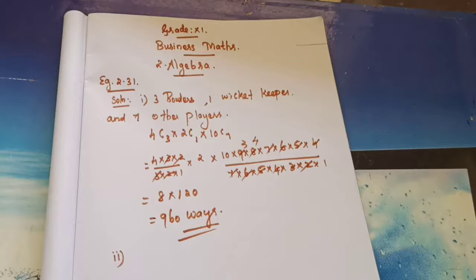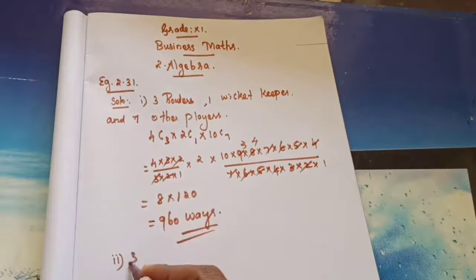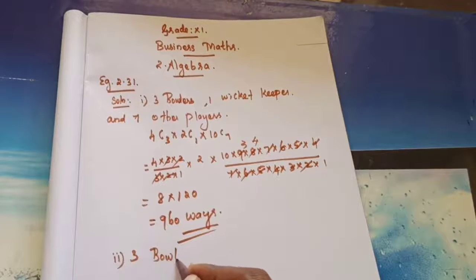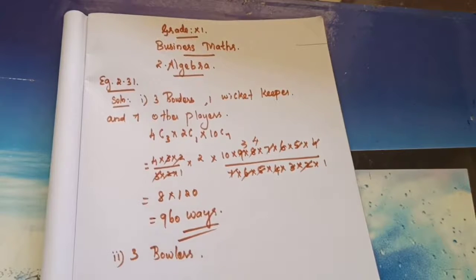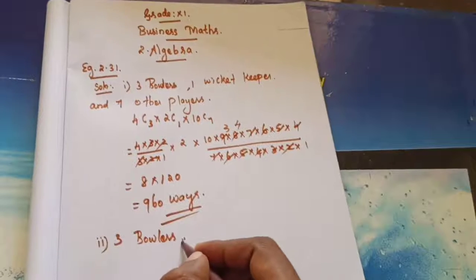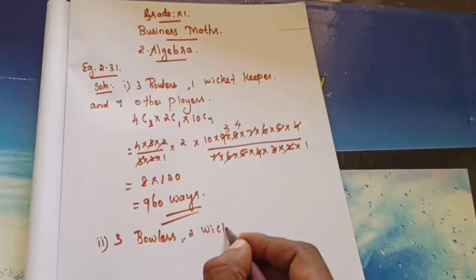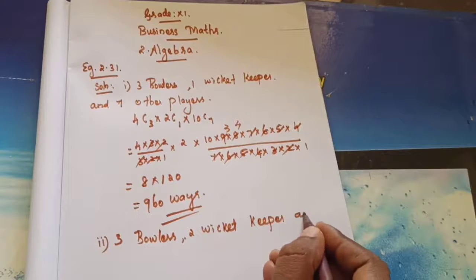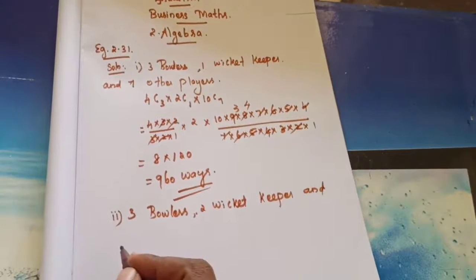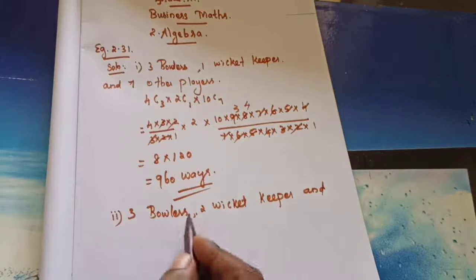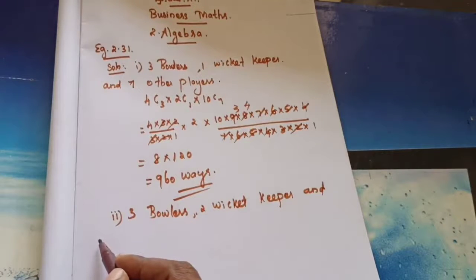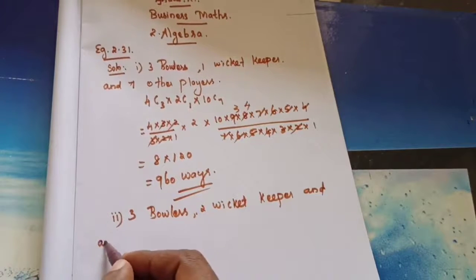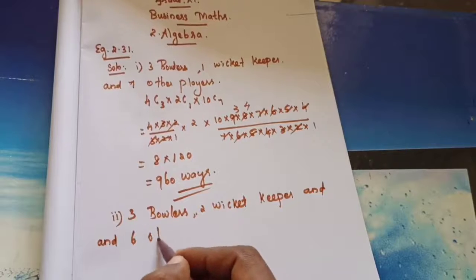So next what we are going to do is choose 3 bowlers and 2 wicket keepers. 3 bowlers, 2 wicket keepers. Then how many is the balance? 3 bowlers and 2 wicket keepers over means 5 over. So what's the balance in 11? 5 is over, so 6 is the balance and 6 are the places.